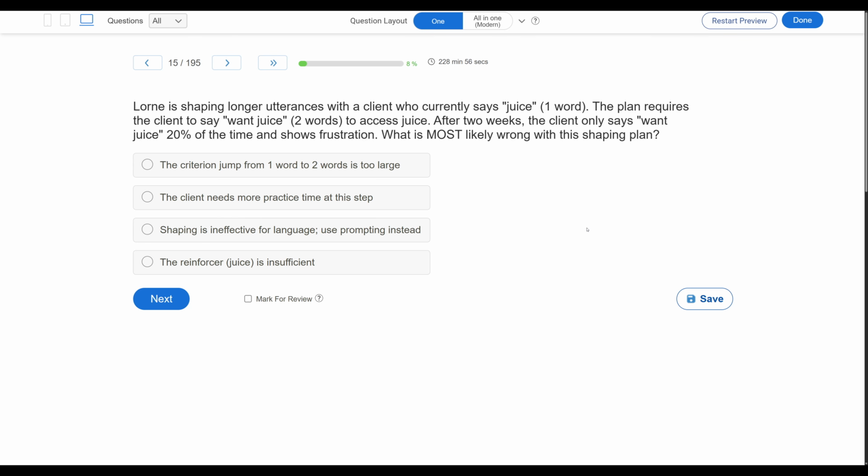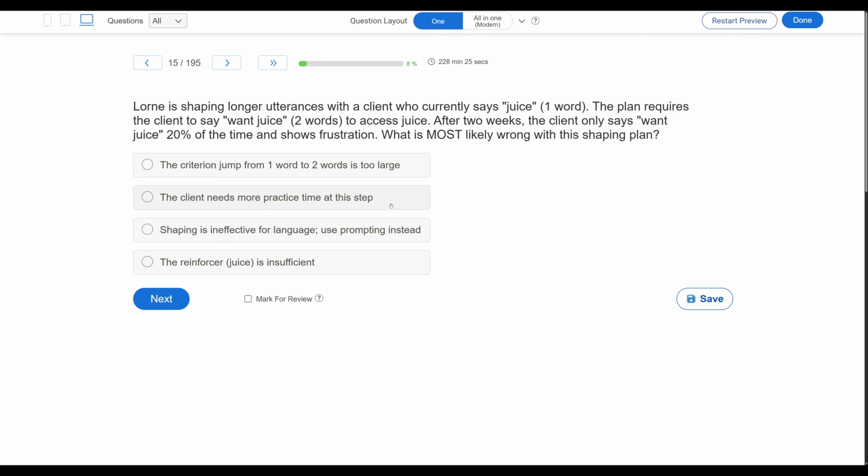So we have a shaping plan. We're shaping approximations. The client says juice, and now the client is required to say want juice. And it's not effective. It's not going well, right? Client is only saying want juice 20% of the time and is getting frustrated. Well, what might be wrong with this plan? A, criterion jump from 1 to 2 words is too large. Yeah, maybe so. If all they're saying is one word, having them fully say a phrase, want juice, it's a big jump. So it could definitely be a problem.